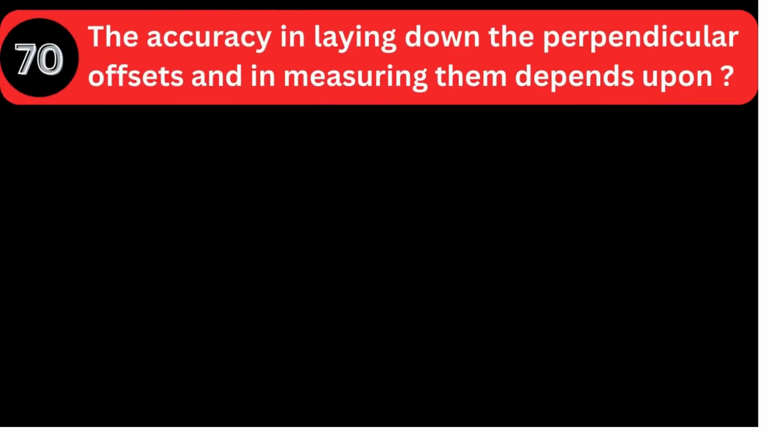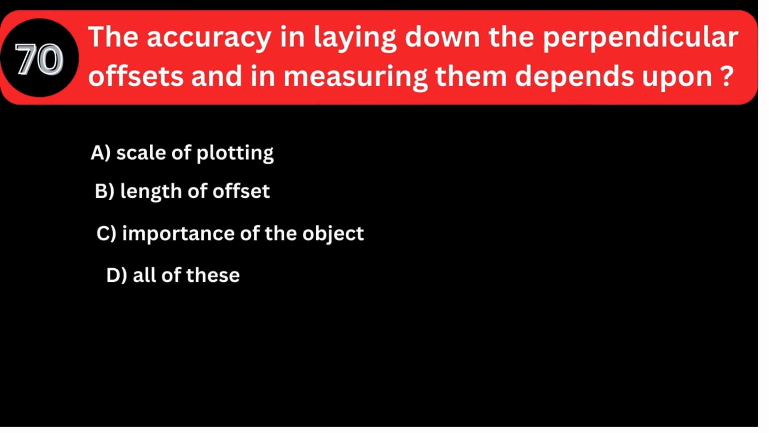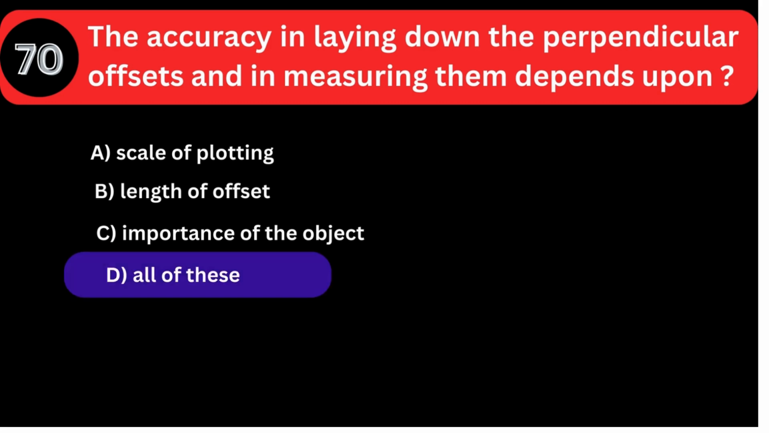The accuracy in laying down the perpendicular offsets and in measuring them depends upon. Options: A. Scale of plotting. B. Length of offset. C. Importance of the object. D. All of these. Answer: D. All of these.